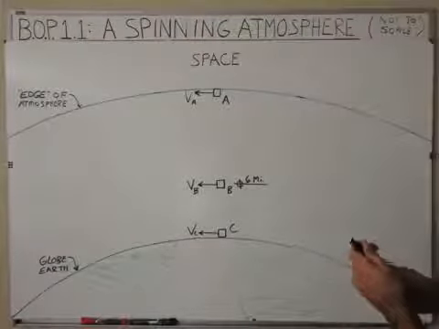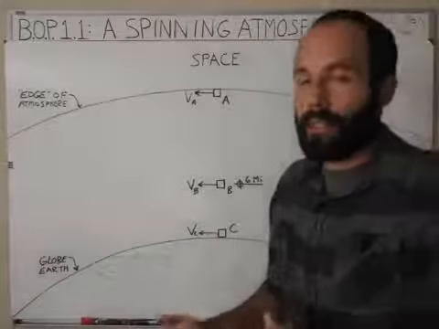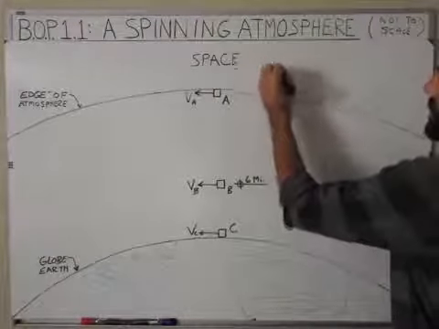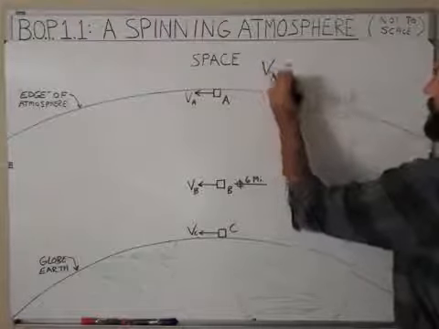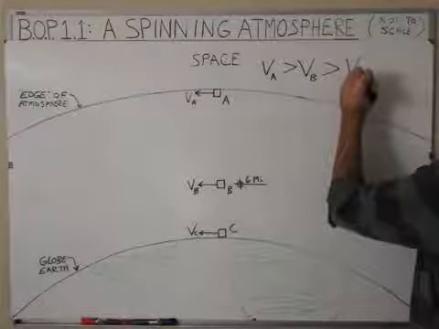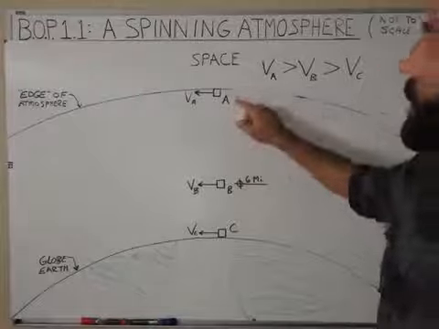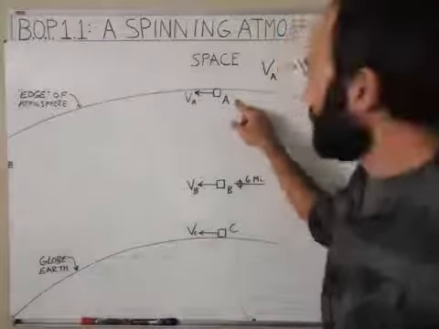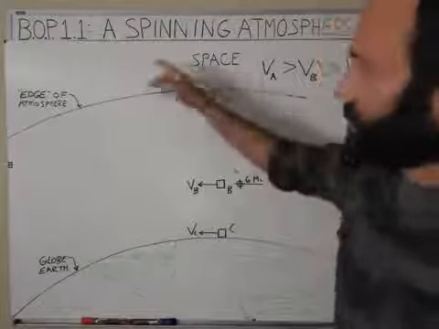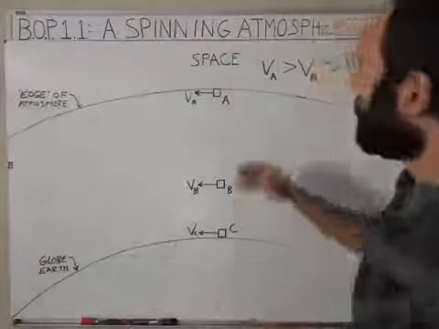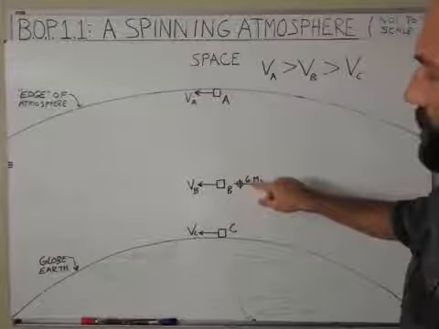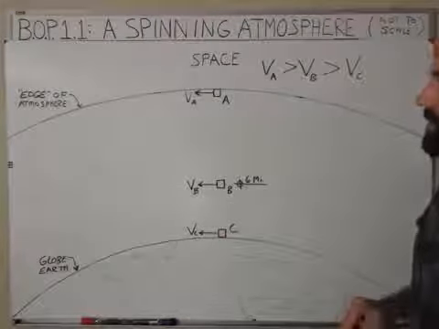So right off the bat, since we know the velocity is equal to distance divided by time, we can say that VA, the velocity of point A, is greater than the velocity of point B, which is greater than the velocity of point C. Because point A has a longer distance to travel in 24 hours than point B, and point B has a longer distance than C, because the circumference of their path is greater, right? So I've got A up here at the edge of the atmosphere, space up here, B right here around 6 miles where planes fly, and C near the surface of the Earth.